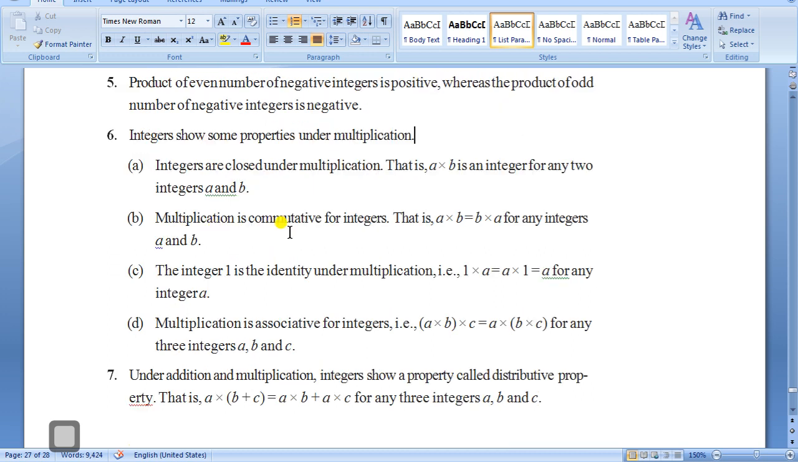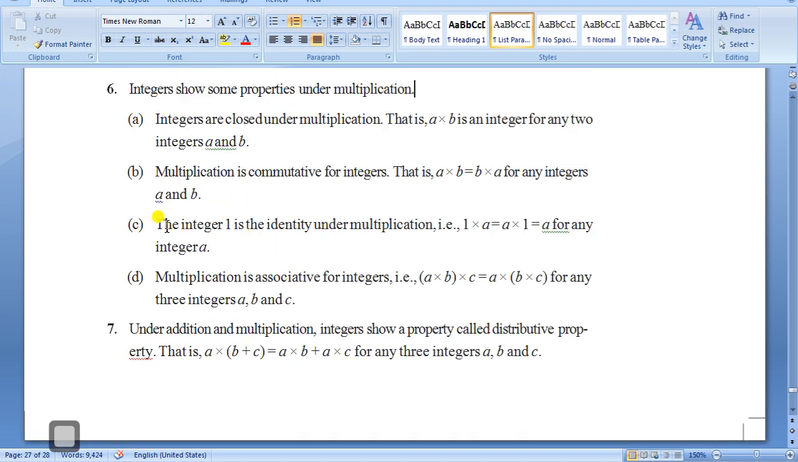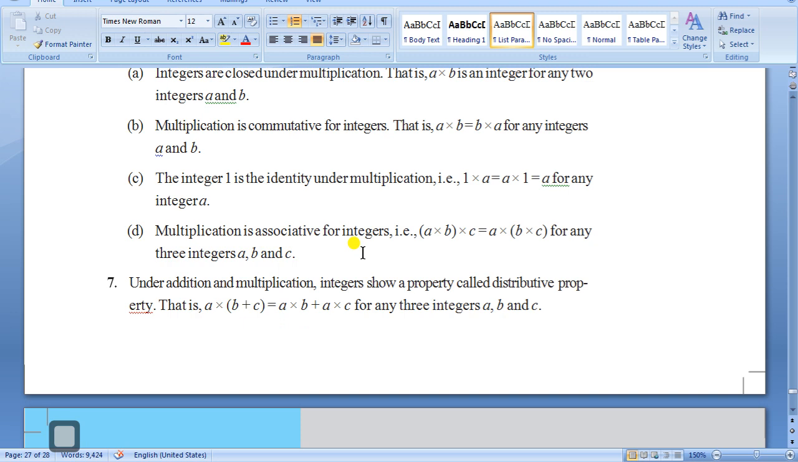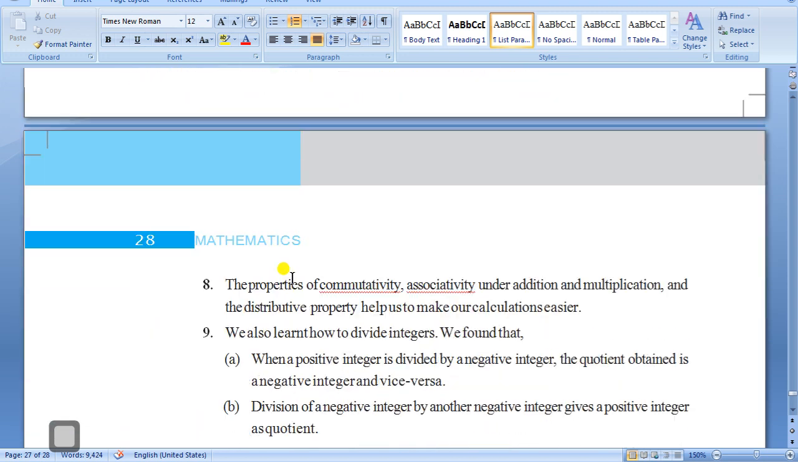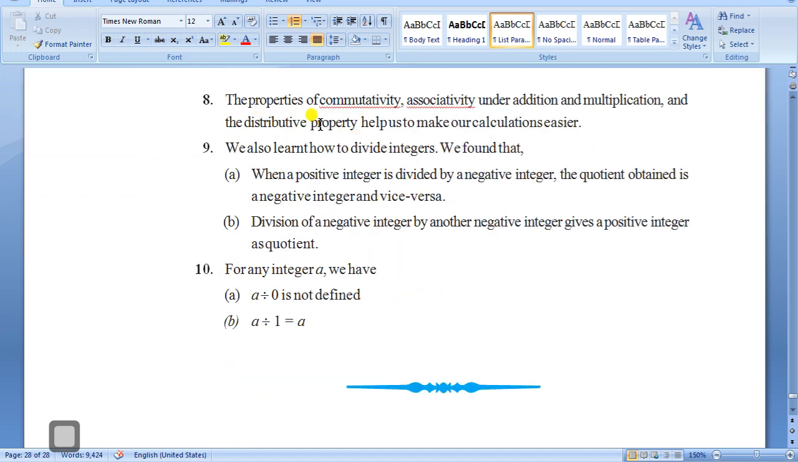Integers show some properties under multiplication. Integers are closed under multiplication, that is a into b is an integer for any two integers a and b. Multiplication is commutative for integers, that is a into b is equal to b into a for any integers a and b. The integer 1 is the identity under multiplication, 1 into a is equal to a into 1 is equal to a for any integer a. Multiplication is associative for integers, that is (a into b) into c is equal to a into (b into c) for any integers a, b, c. Under addition and multiplication, integers show a property called distributive property, that is a into (b plus c) is equal to a into b plus a into c for any three integers a, b and c.